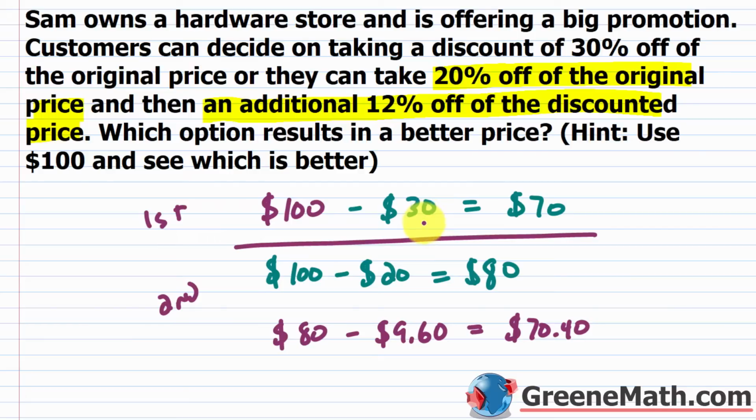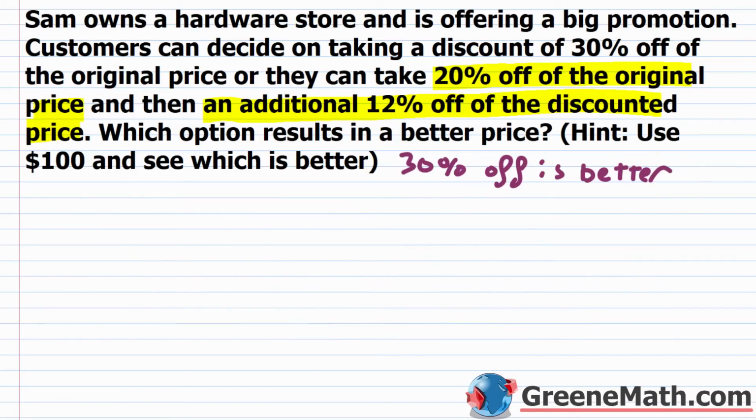So when we ask which option results in a better price, the first one does. In the first scenario, I take off a full $30 or a full 30%, and I end up paying $70 for my item. In the second scenario, I'm taking off 29.6%, so it's not the same as the full 30%. And so I end up paying $70.40 for my item. So clearly the 30% one is better. So let's just put 30% off is better.